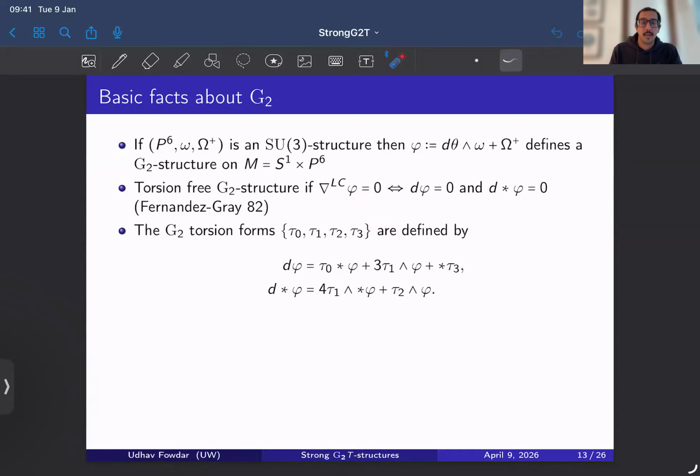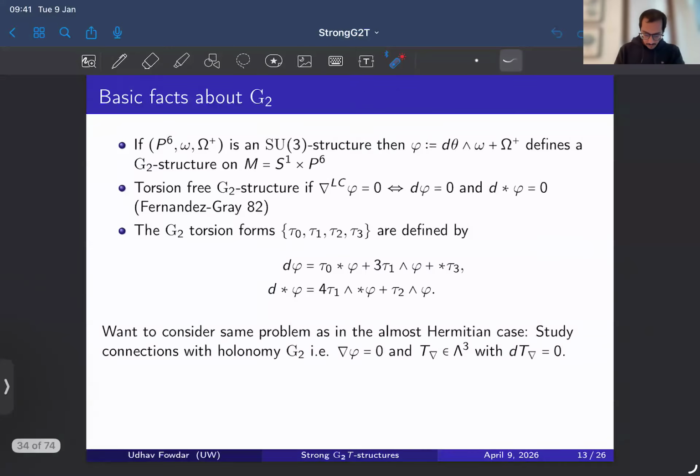And just like in the SU3 case, there's a notion of intrinsic torsion. So the notion of intrinsic torsion is a failure of the holonomy group of the Levi-Civita connection to reduce to G2. And this is given by some tensors, which I'm going to call tau. So it's going to be tau node, tau1, tau2, tau3. And just like in the SU3 case, the subscript is going to tell you the type of tensor it is. So tau node is going to be a 0 form, so it's a function. Tau1 is a 1 form, tau2 is a 2 form, tau3 is a 3 form. Okay, and the torsion forms are defined by taking the exterior differential of these two guys here.